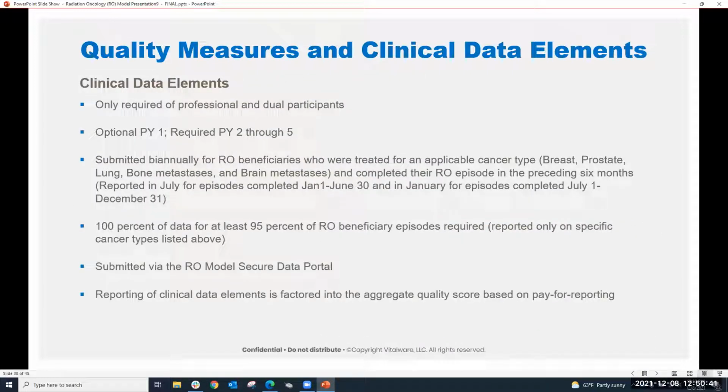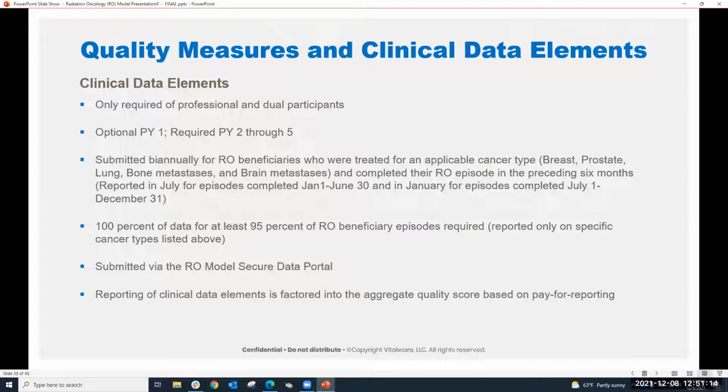So now let's look at the clinical data elements that need to be submitted. These are only required of professional and dual participants, optional in performance year 1, but required 2 through 5. So you're going to begin collecting these in January 2023, and your first submission is going to be in July of 2023. This is only for specific cancer types. It's going to be breast, prostate, lung, bone metastasis, and brain metastasis.